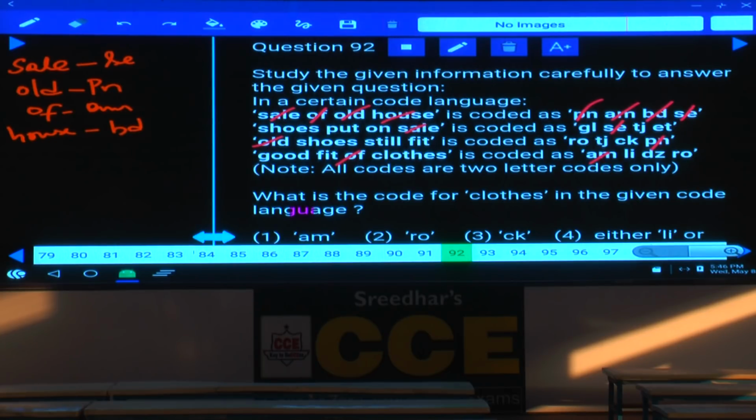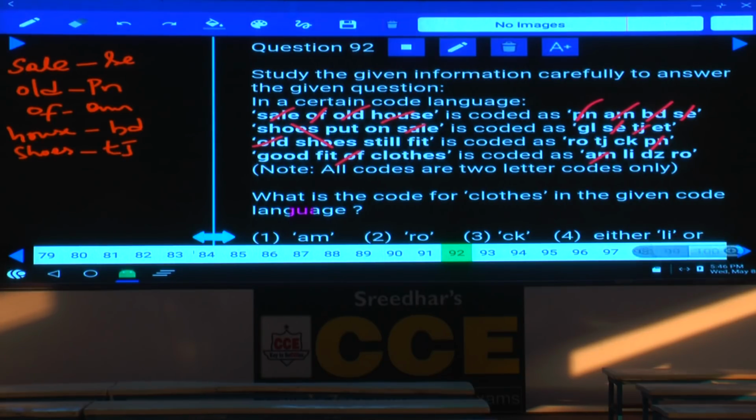Then compare second and third, shoes put on. Shoes is the word which is common. As shoes is common, tell me the code. TJ. Now TJ is common, and the code to the word shoes is TJ. And put and on, no word is repeated in the remaining sentences between these two. Hence these two will be as they are, and the codes will be GL, ET. GL or ET in any order.